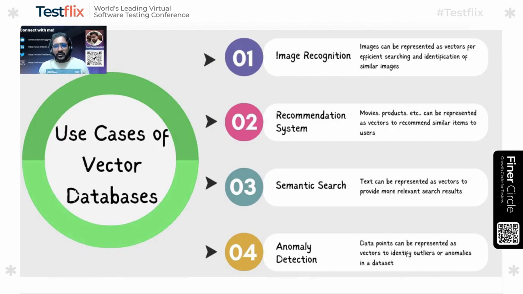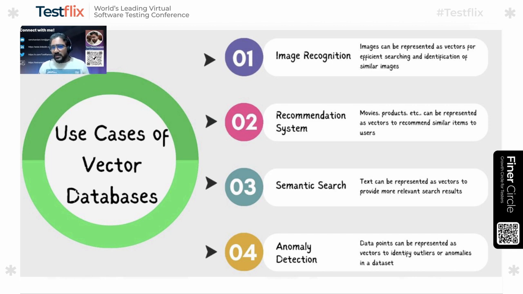What are the use cases for it? Image recognition. For example, let's say that you store one image, and just imagine how Google is going to give you the similar images when you search on it, right? So you search for, let's say, vector databases, click on the images, it is going to give you the identical images which are in that context.